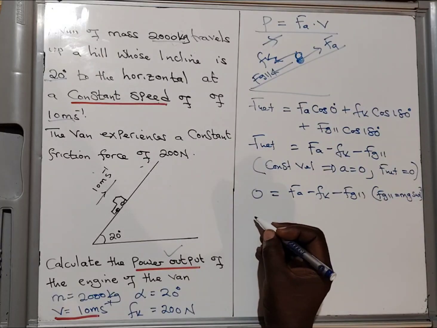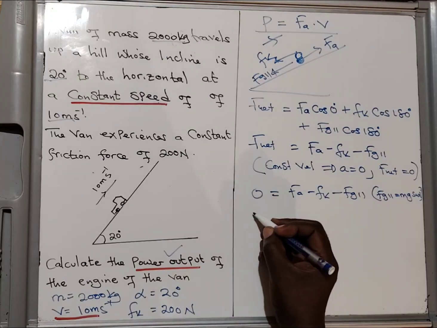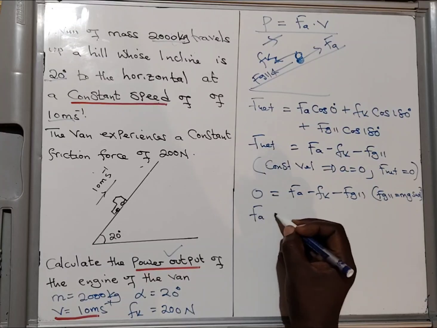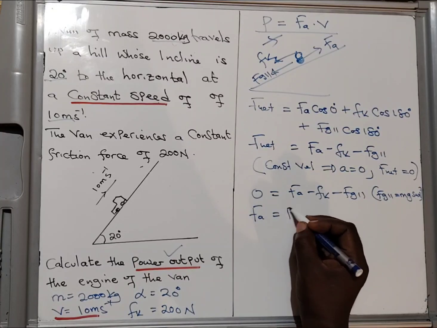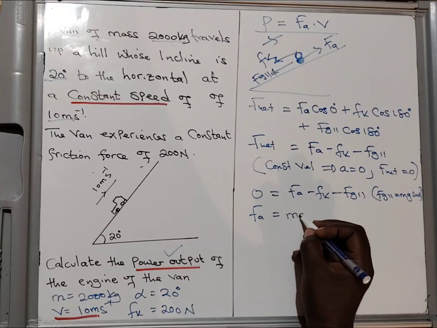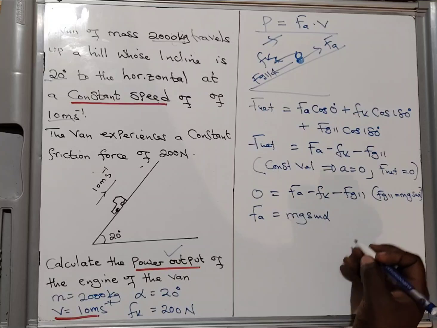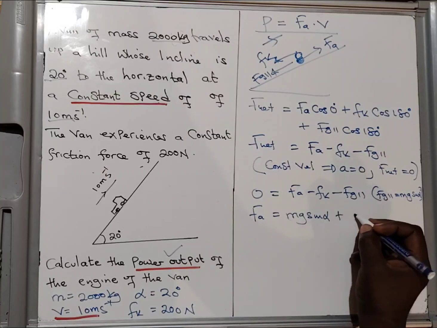So what do we do here? You make your Fa the subject of the formula. So what do we have here? We are going to have Fa is equal to what? Fg, we said this one is mg sine alpha, plus Fk.